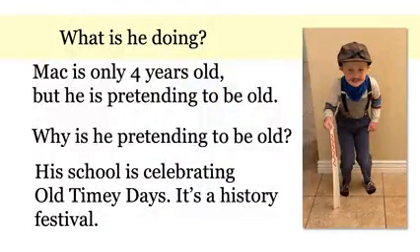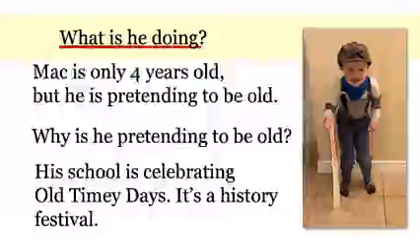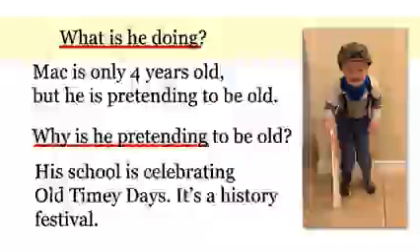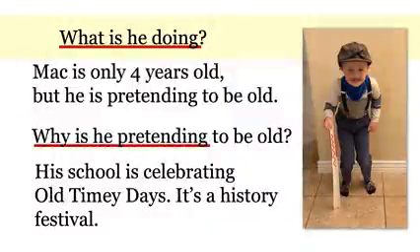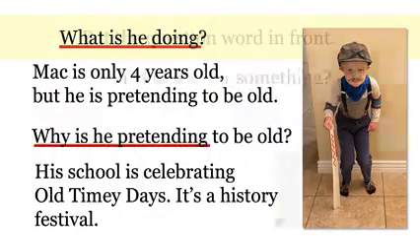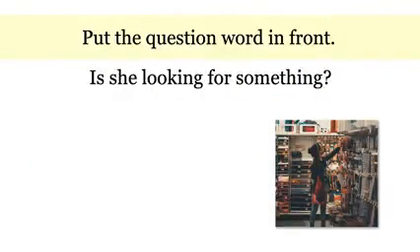It's a history festival. Look at the questions. What is he doing? Why is he pretending? These are information questions in the present progressive. Put the question word in front to make a present progressive information question. You already know how to form a yes-no question in the present progressive.